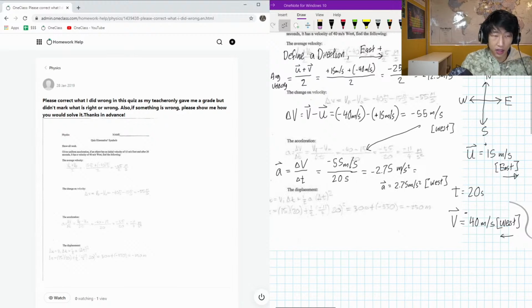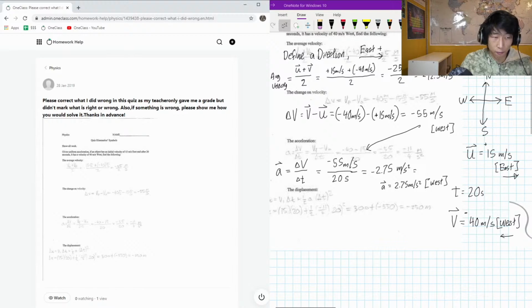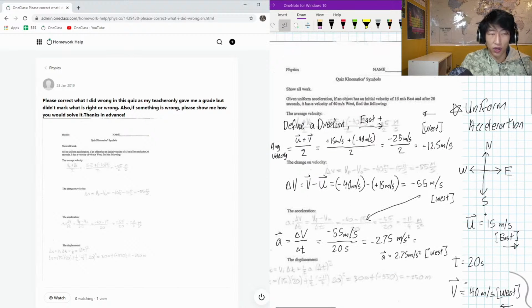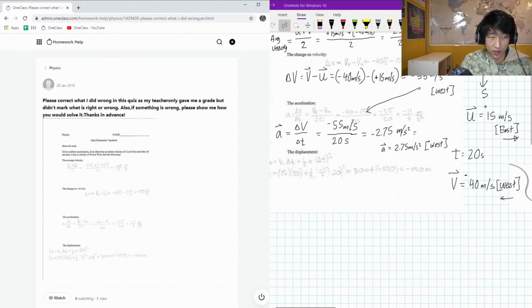Okay, and now we can move on to the last little section of this question, which is asking us for the displacement. Basically, how much did we move? What distance did we cover for us to change our velocity from 15 west to 15 east to 40 west, all in meters per second? Okay, so for this, from what we got here, it's a great start. We want to start with our kinematics equations.